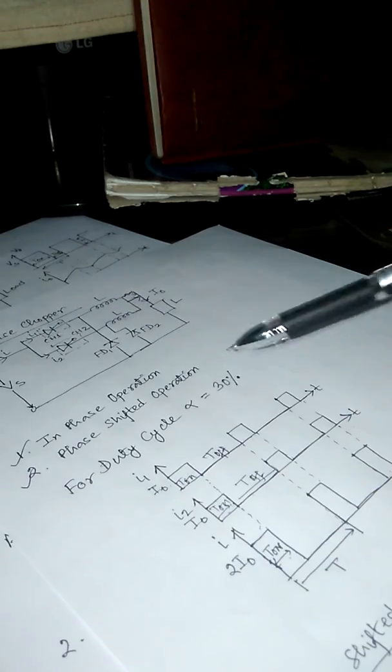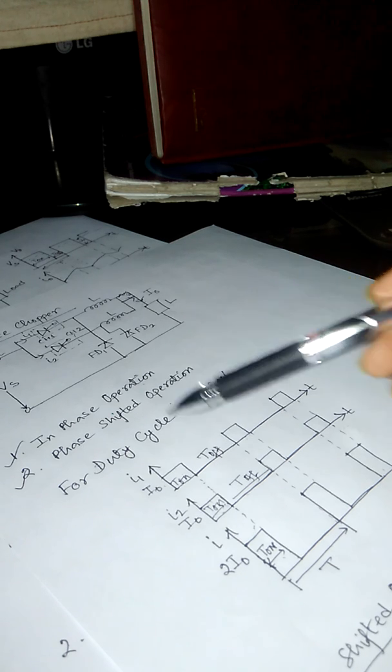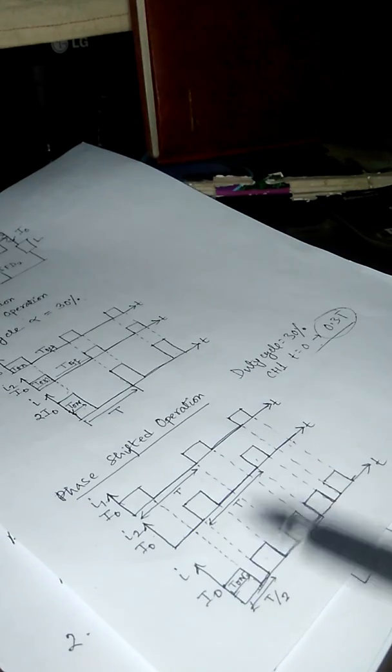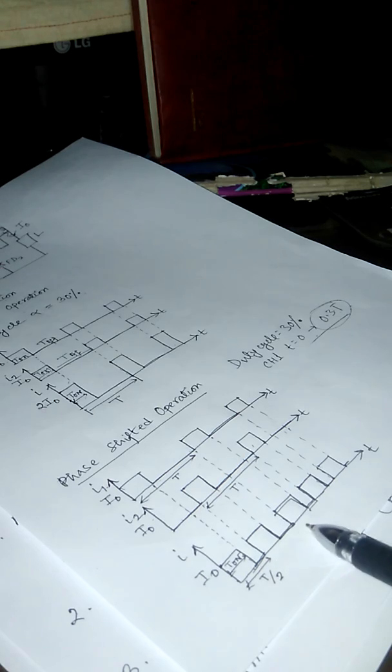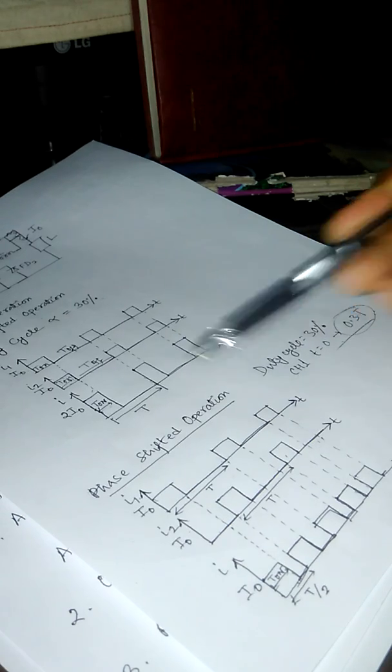Now for both operations, that is in phase operation and phase shifted operation, the same circuit is functioning for the duty cycle alpha equal to 30%. Now when we consider the total input current waveform for in phase operation, we see the frequency of this waveform here. And now the same circuit is going to function for phase shifted operation. Now for the phase shifted operation, again you can see the input current waveform. What is the difference between these two waveforms?